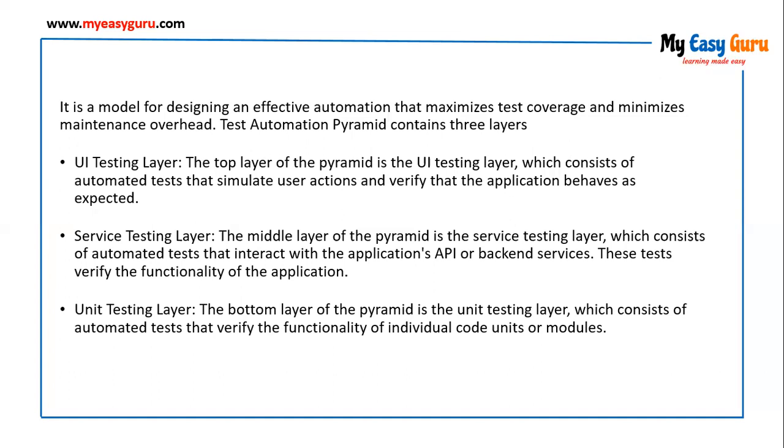So we understood that there are three layers of the test automation pyramid. The first layer is the top layer, and it verifies whether the application's behavior is as expected or not. Then there is the next layer, where we verify the functionality of the application. Then there is the unit testing layer, which verifies the functionality of individual code.